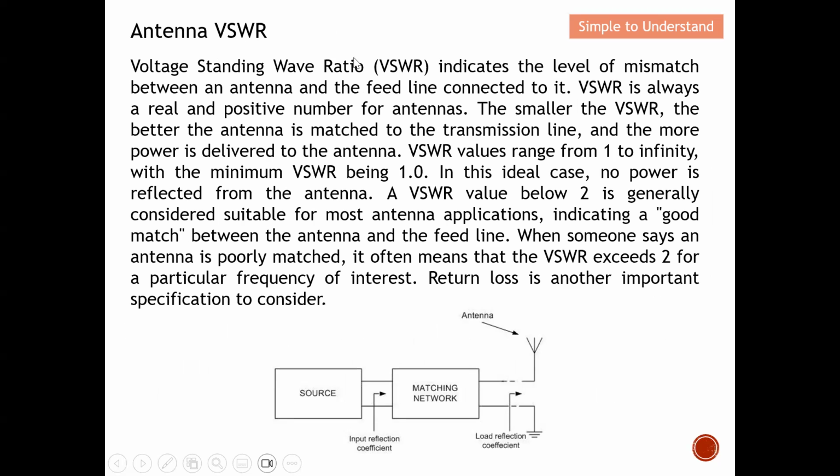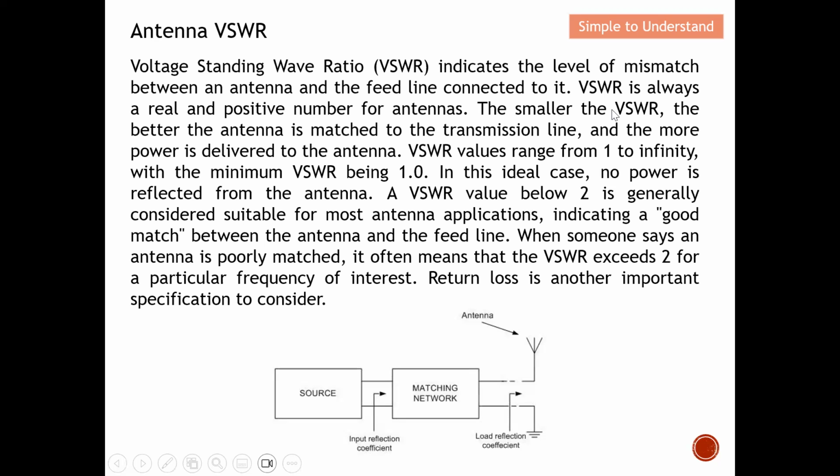Voltage standing wave ratio indicates the level of mismatch between an antenna and the feed line connecting to it. VSWR is always a real and positive number for an antenna. Most of the time it won't have any imaginary number, and it will be a positive number. In some scenarios, you have other units that are not VSWR but have real and imaginary parts, and some numbers can be positive and negative. But for VSWR, it only has a real number, and it also will be a positive number, mainly for the antenna.